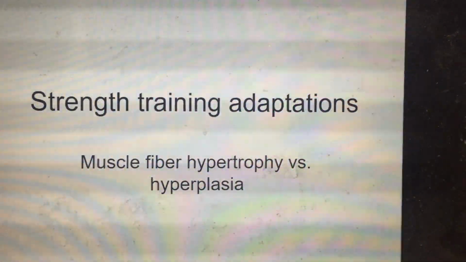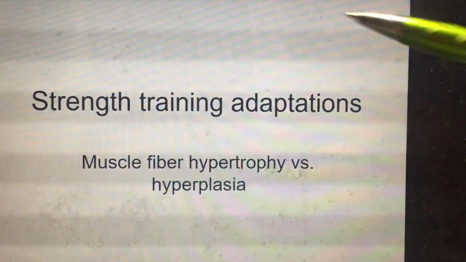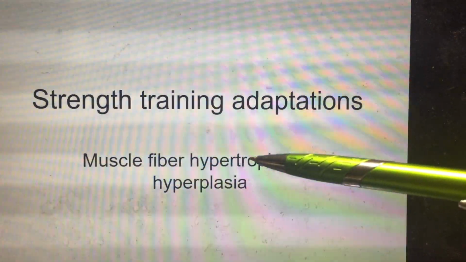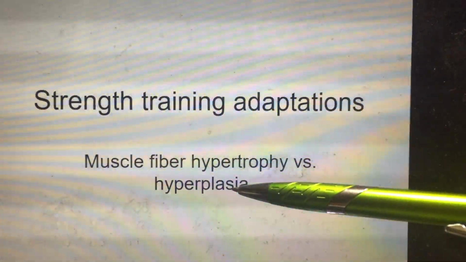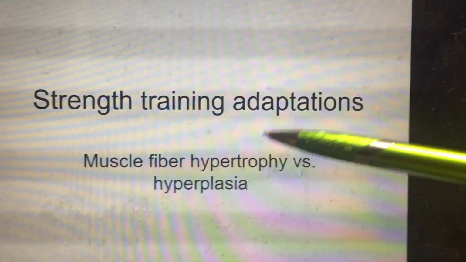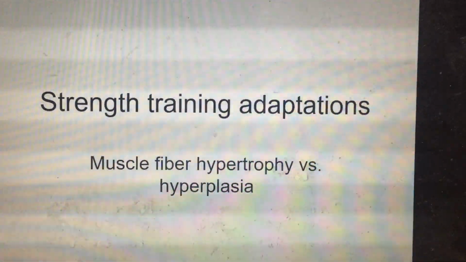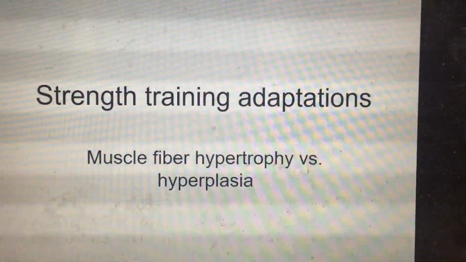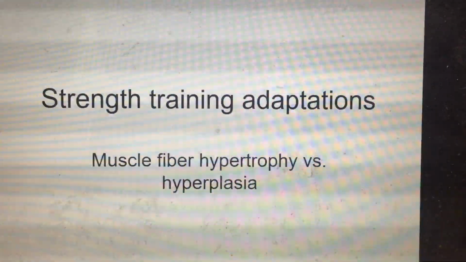Next topic I'm going to deal with here is strength training adaptations, and I'm specifically going to be talking about muscle hypertrophy versus hyperplasia. So hypertrophy refers to an increase in muscle fiber size. Hyperplasia refers to an increase in number, and there's some controversy about whether hyperplasia occurs with training. Hypertrophy definitely occurs with training. I'll go over the definitions of each and the evidence for and against hyperplasia.